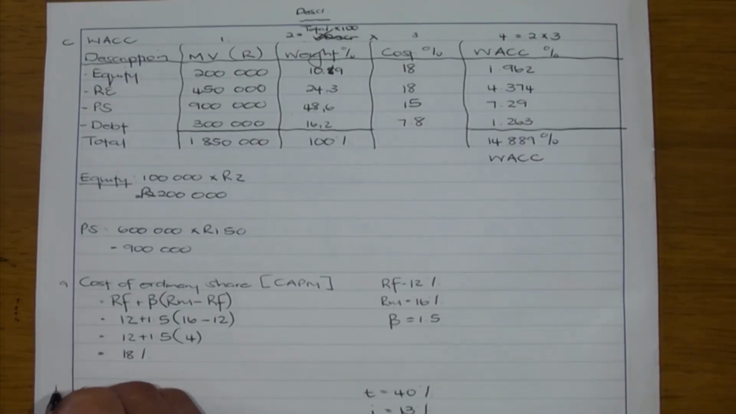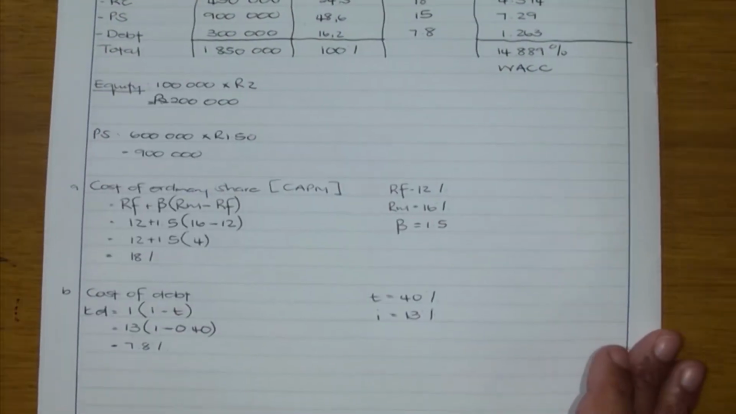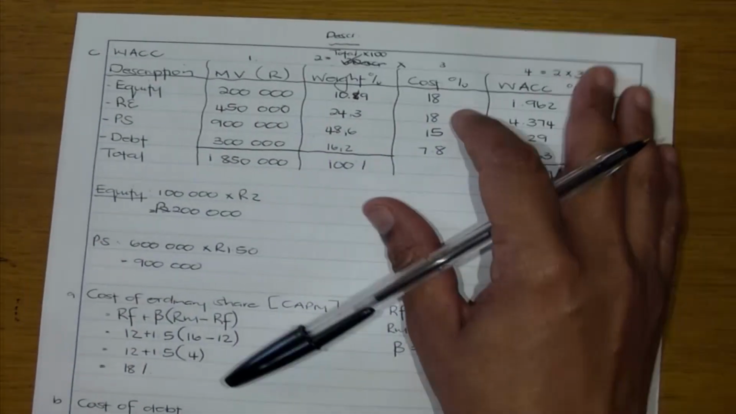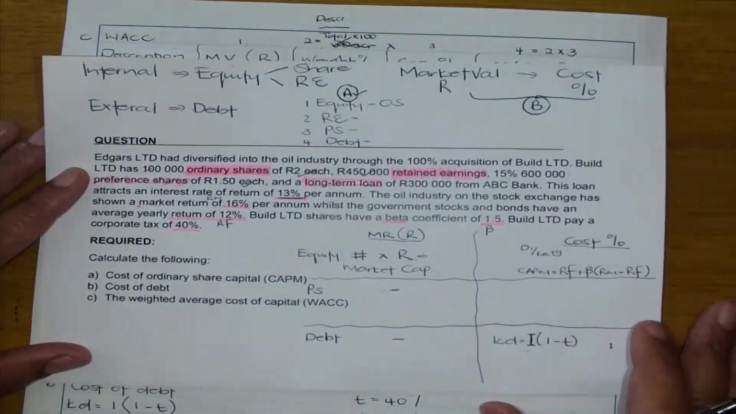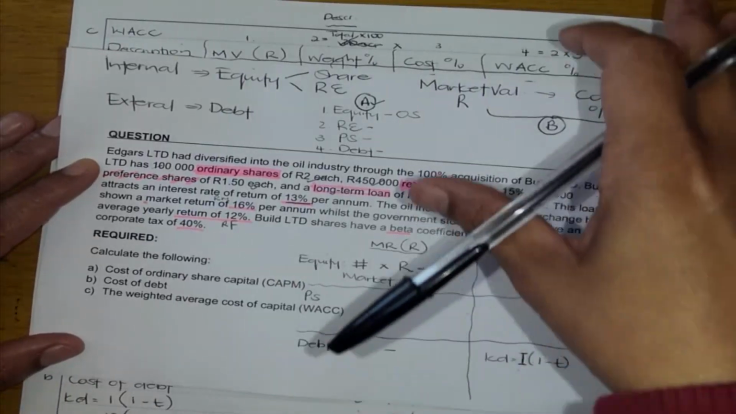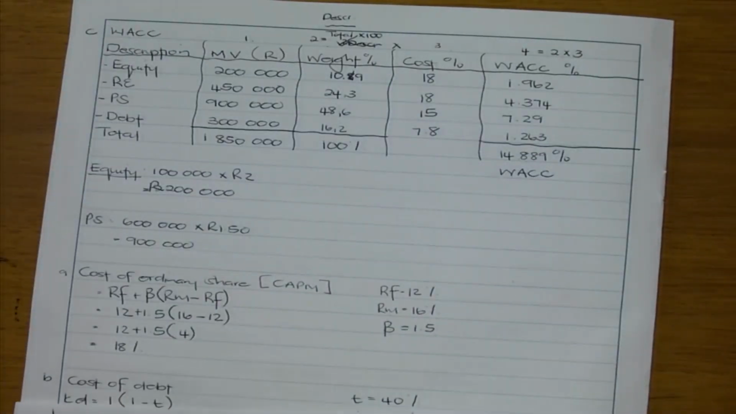Remember, you are welcome to start from your calculations, then do your WACC table. But I just like doing my WACC table first, and then before I even start my calculations, I take what I've been given and I put it in my table.